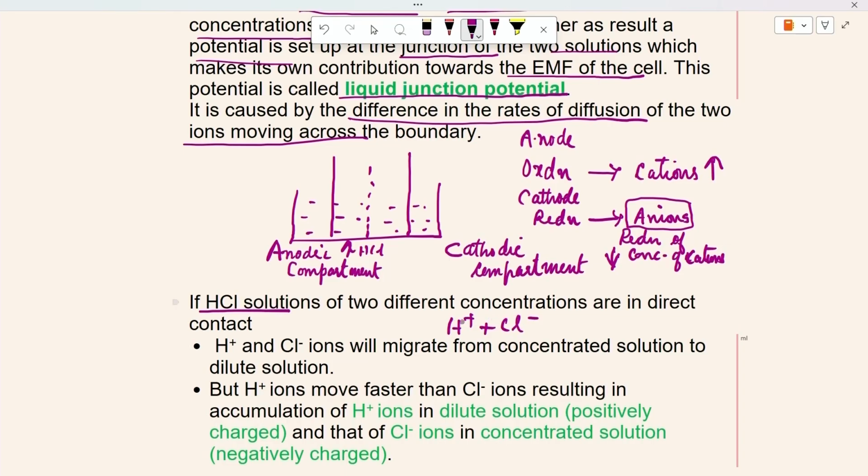Okay. Now, these two ions, their velocities or speeds may not be the same, and usually it is observed that H plus ions move faster than chloride ions. Now, what happens is, when HCl from a higher concentration is migrating to the lower concentration, since H plus ions move faster, they get accumulated in the dilute solution.